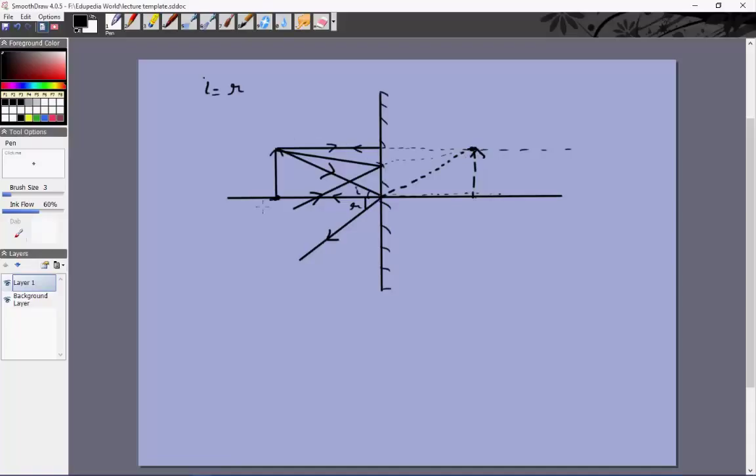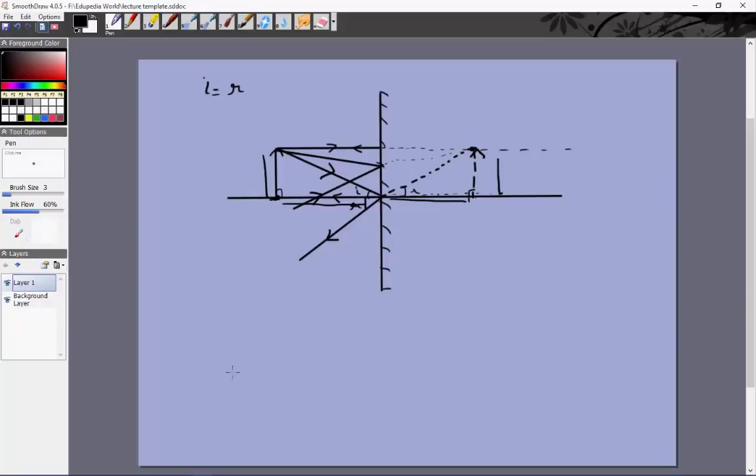Now these two lines are parallel. This is 90 degrees, so this is 90 degrees. This is R, so this is R. So these two angles are equal. From that we can tell that these two triangles are congruent. That means that this distance is equal to this distance and this height is equal to this height. So for a plane mirror, the distance of the image from the plane mirror is the same as the distance of the object from the plane mirror, just on the opposite side. And also the height of the image is equal to the height of the object.